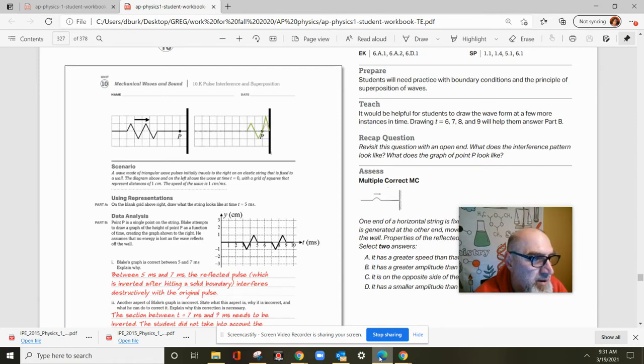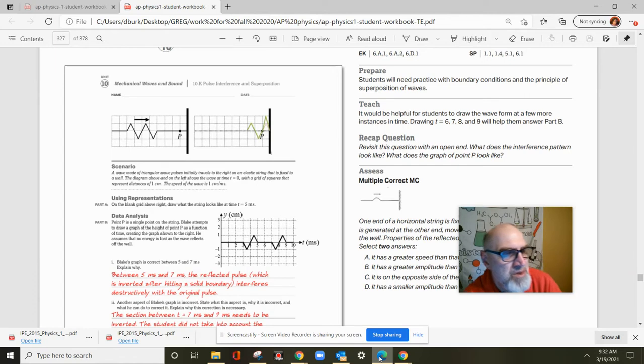So, draw what the string looks like at time t equals 5 milliseconds. What's happening with this wave made of triangular wave pulses on a string is that it's fixed to the wall, and the string is going to hit the wall and reflect. Since the wall is more rigid than the string, it should invert on itself and then start some constructive and destructive interference.